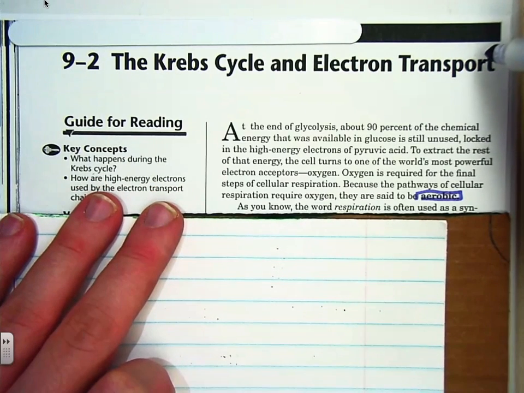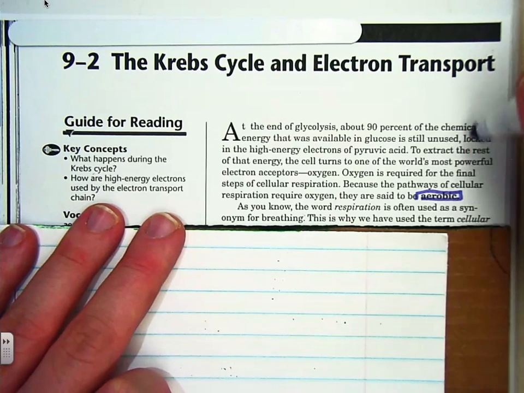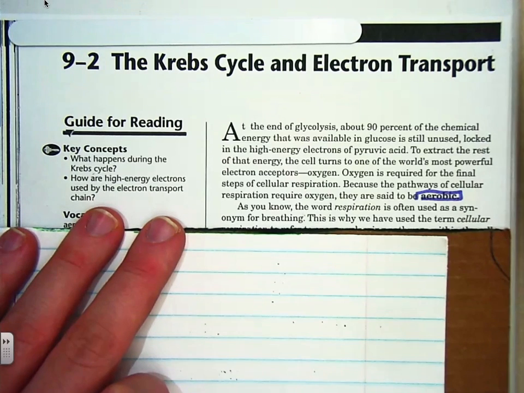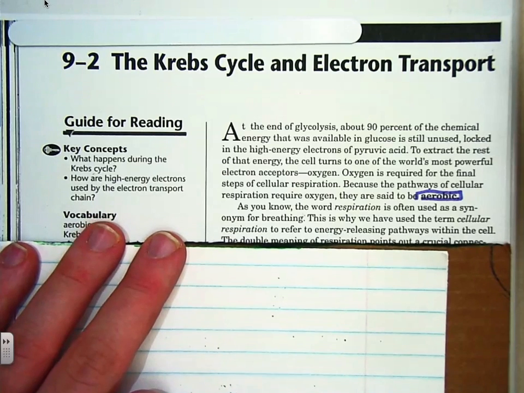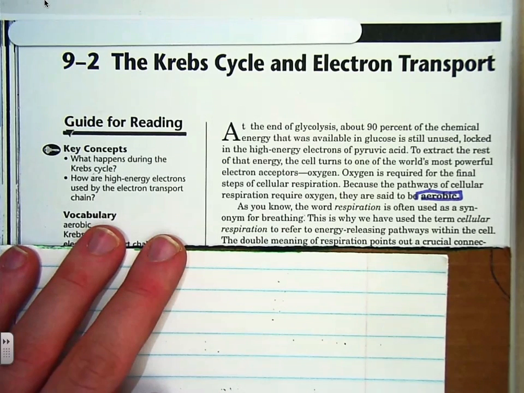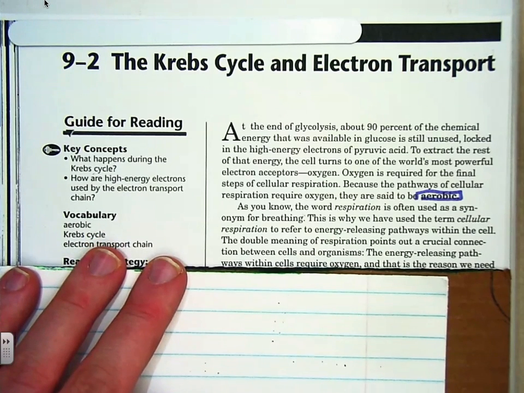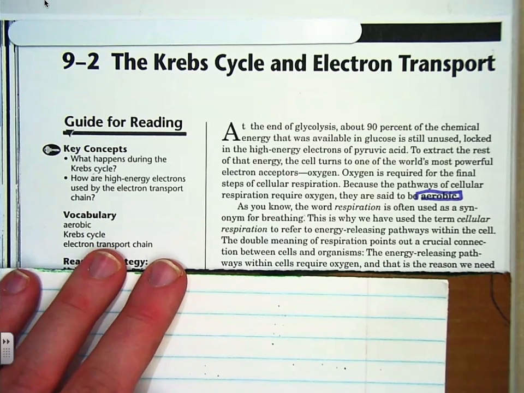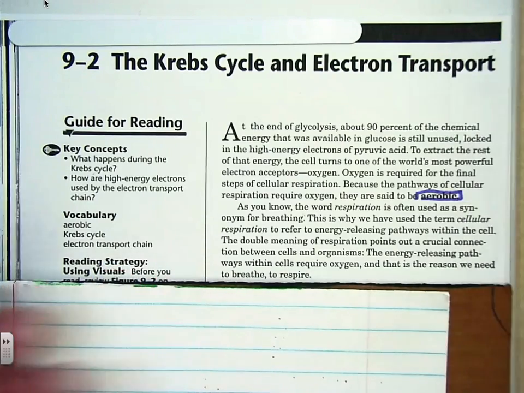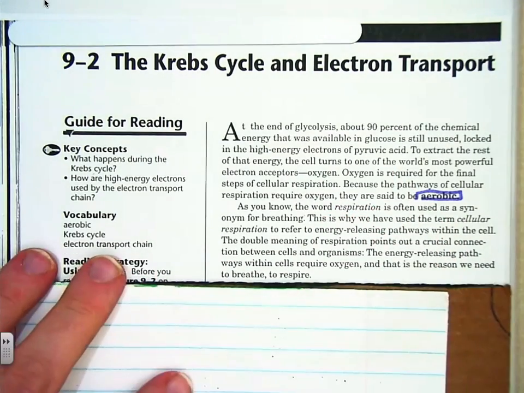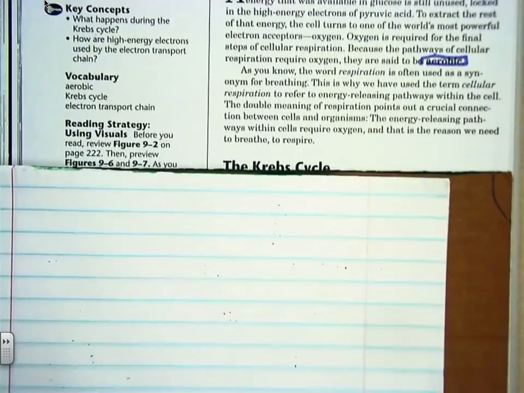As you know, the word respiration is often used as a synonym for breathing. Synonym means the same meaning. This is why we have used the term cellular respiration to refer to the energy-releasing pathways within the cell. The double meaning of respiration points out a crucial connection between cells and organisms. The energy-releasing pathways within cells require oxygen, and that is the reason we need to breathe, to respire. All right? Cellular respiration, cellular breathing. That's what we're learning about. Because, I mean, you breathe, right? But you're just full of cells, so it must be your cells that are breathing.